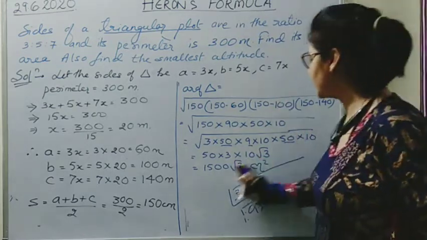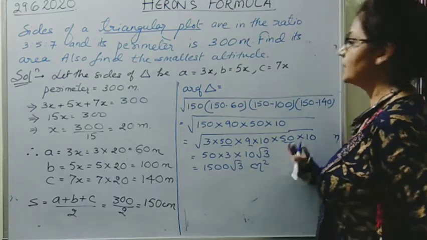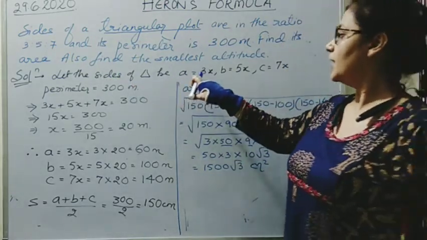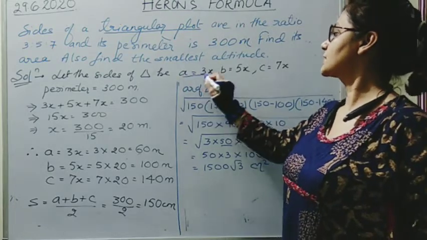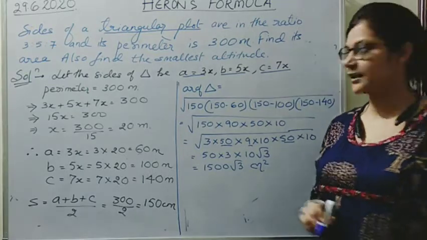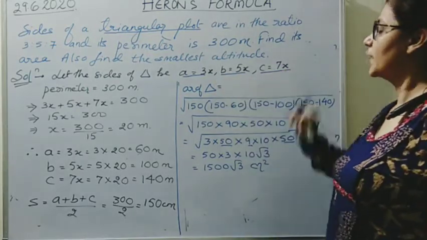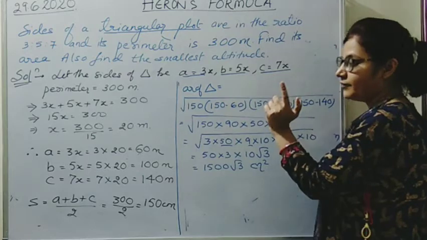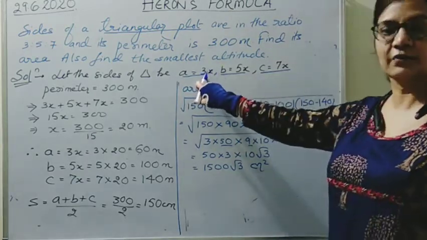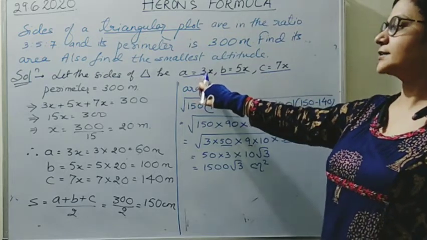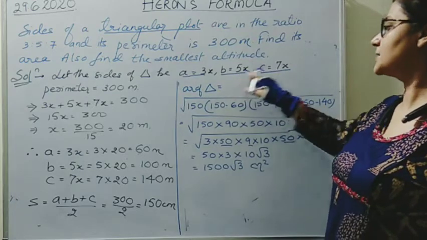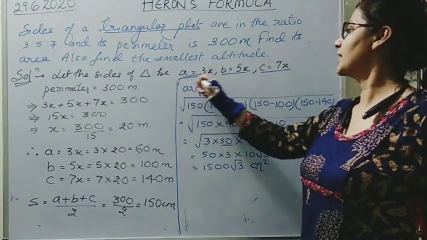What will we take the sides as? We will take the sides of the triangle as a equal to 3x, b equal to 5x, c equal to 7x, with a common multiple x. Whenever the ratio is given, we have to take the sides as a equal to 3x, b equal to 5x, c equal to 7x.